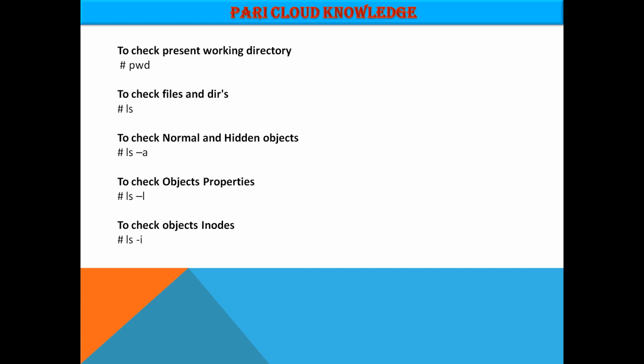To check object properties, if you want to check all object properties, then you have to give ls -l. L is nothing but long list. And to check object inodes, you just type ls -i.